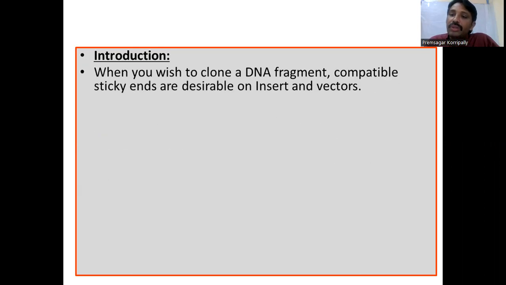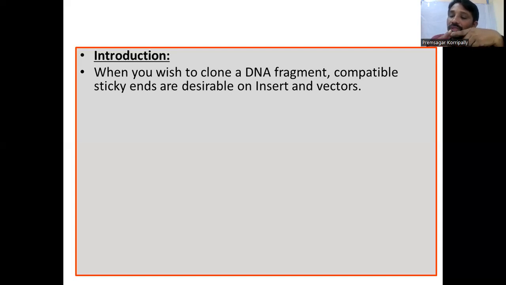As you all know, when you want to clone any DNA fragment into any vector, that DNA fragment needs to have compatible sticky ends. When you wish to clone any DNA fragment, compatible sticky ends are desirable on insert and vectors. So when you have a vector and insert with the same sticky ends, then the ligation process is very easy.